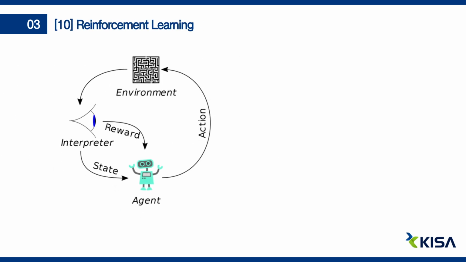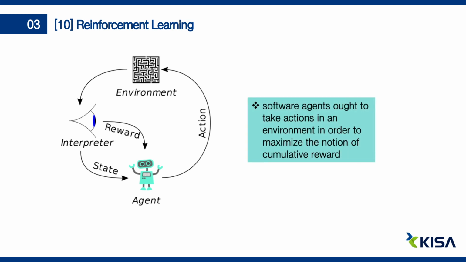Reinforcement learning is an area of machine learning concerned with how software agents ought to take actions in an environment in order to maximize the notion of cumulative reward. Reinforcement learning is one of the three basic machine learning paradigms alongside supervised learning and unsupervised learning.